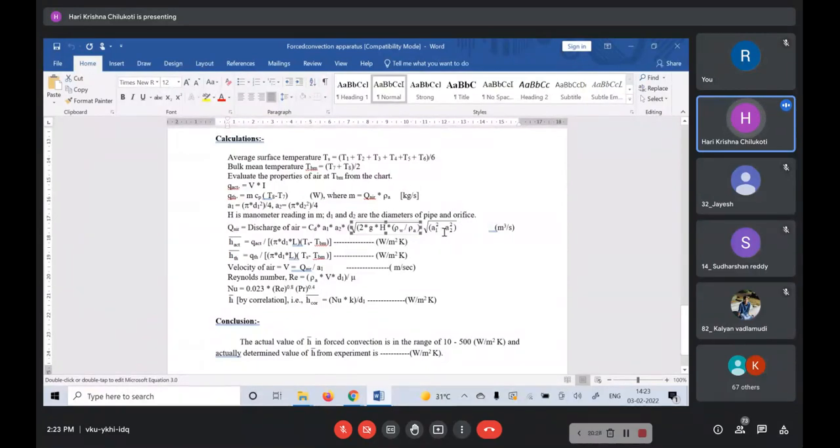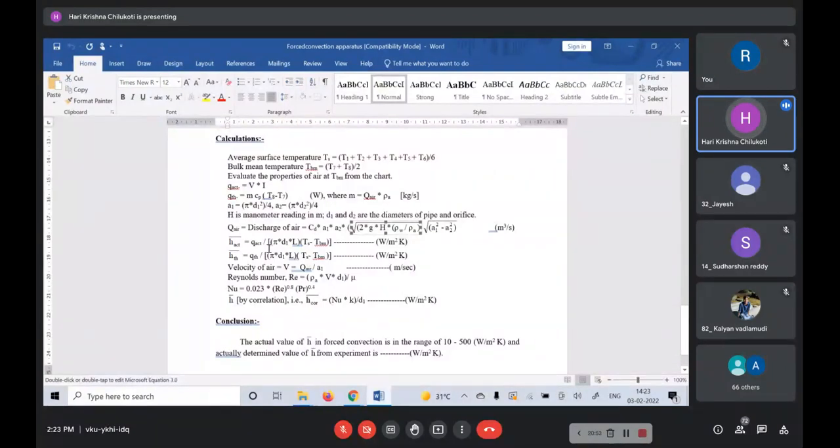Again, A1 and A2 are the areas of the orifice as well as the test section. Once we know all these areas, and if we substitute them, we can find out the mass flow rate through the test section region. Once we know the mass flow rate, then we can obtain the other quantities.